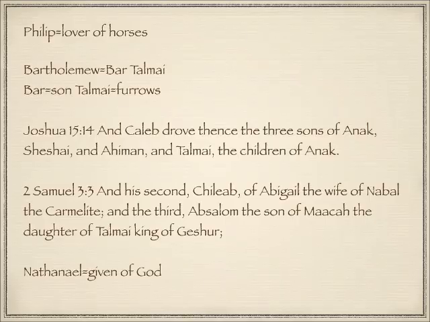There's also a person named Talmai in the story of David and Absalom in 2 Samuel 3:3. Speaking of David's sons, his second, Chileab, of Abigail, the wife of Nabal the Carmelite, and the third, Avshalom, the son of Maacah, the daughter of Talmai, king of Geshur. And so this is the name of Absalom's grandfather on his mother's side. And we see that when he's in trouble, he runs and hides there. Another name which is sometimes associated with Bartholomew is the name Nathanael, which also means given of God. There's not a clear connection between these two characters, but some people believe they're the same person.